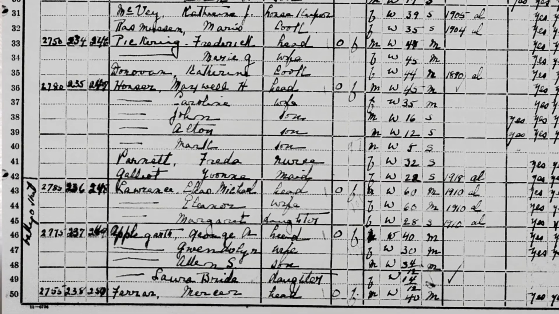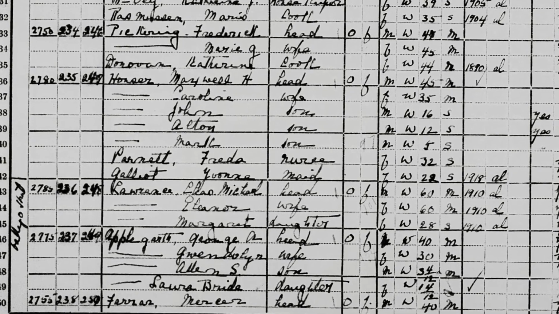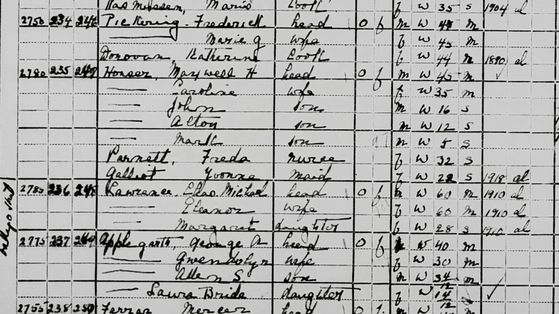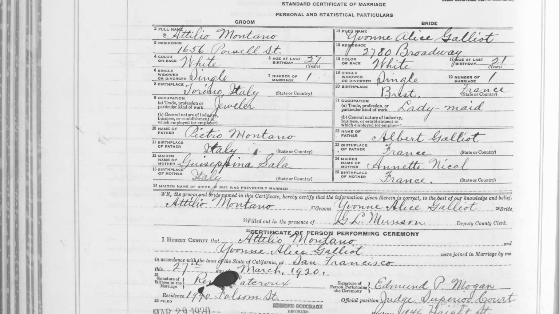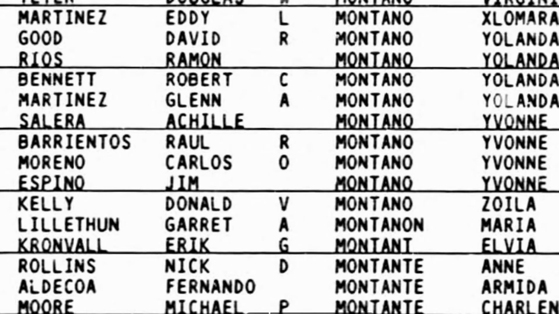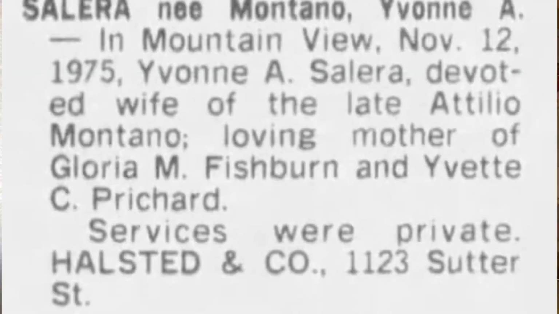Shortly after Yvonne came to the United States, she began working as a maid for a household in San Francisco, California, a city she would remain in for most of her life. In 1920, she married Italian-born Attilio Montano, who owned a jewelry store, and the couple had 2 daughters, but sadly, Attilio would die in 1945, leaving Yvonne to continue running the store. In 1971, she married a second time to a man named Achille Salera, but sadly the marriage was not to last as they divorced just 3 years later. And 1.5 years after that, Yvonne passed away.